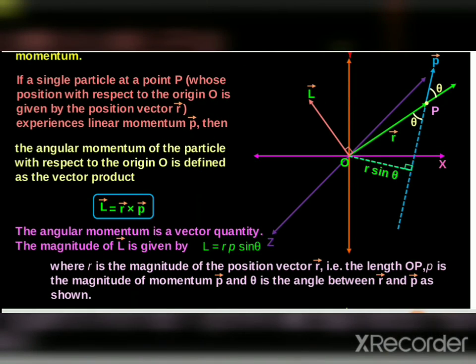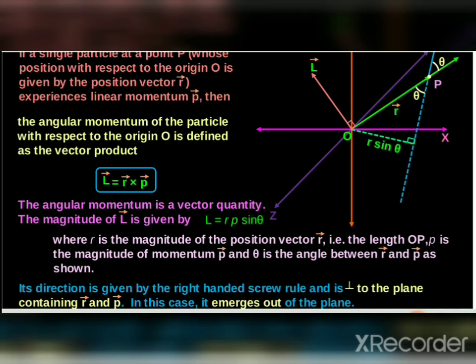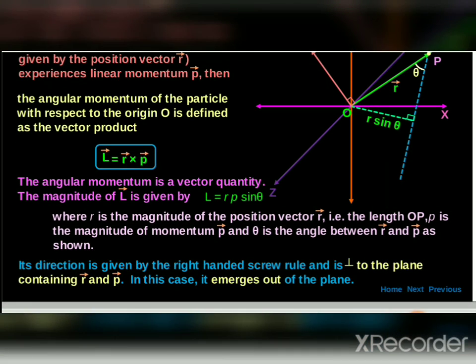A single particle whose position with respect to the origin O is given by the position vector r, experiencing the linear momentum p, then the angular momentum of the particle about origin O can be defined as r cross p. That can also be written in matrix form, where r is your xi, yi and zi terms, and similarly p can be the px, py and pz terms, and you can write it in matrix form as you have seen earlier.